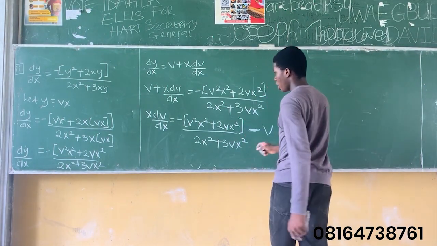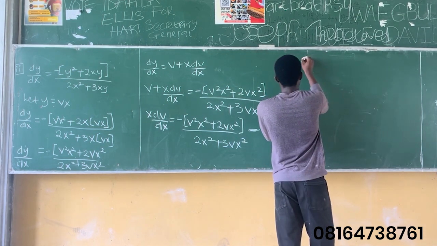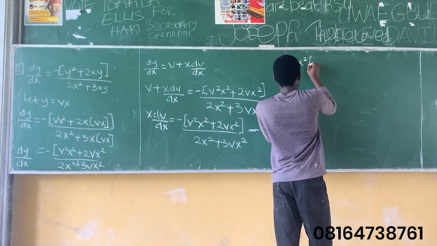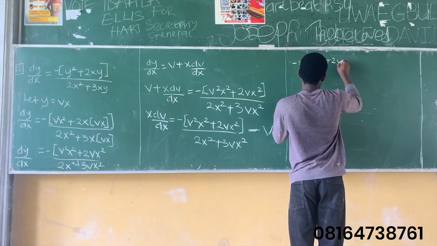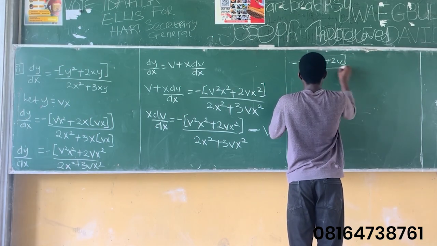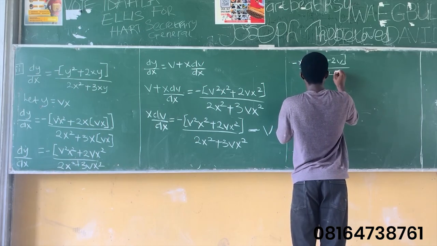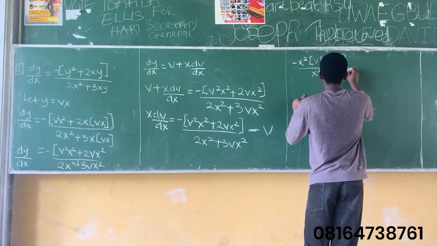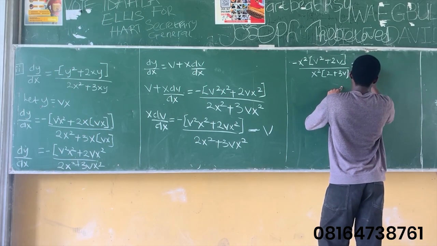So we can notice that x squared is common here. So we'll take it out. So this is going to be minus x squared, v squared plus 2v, all divided by x squared, 2 plus 3v, which is going to be equal to x dv over dx.